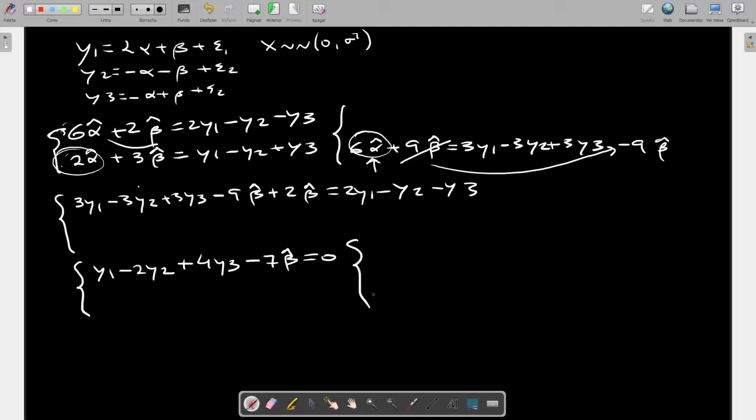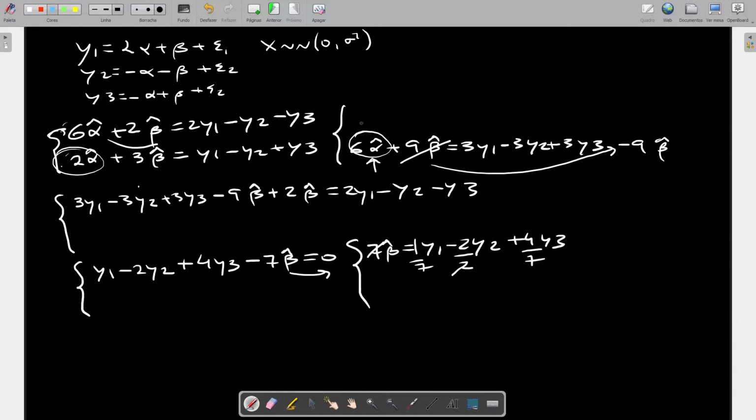So we'll keep working on this expression. We can get this guy to this side, so this is the same thing as having 7 beta equals y1 minus 2y2 plus 4y3. And we can get the 7 out here, so it becomes 1/7. This is divided by 7, and this is divided by 7 as well. So this is our expression for beta.